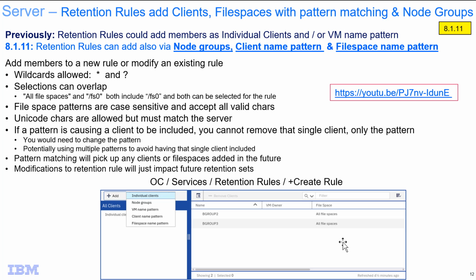Now, file space patterns are case sensitive and accept all valid characters. We do allow Unicode characters. And if a pattern is causing a client to be included that you didn't want to have included, you can't remove that individual client from that pattern, but what you can do is make up different patterns which would work around including that individual client.